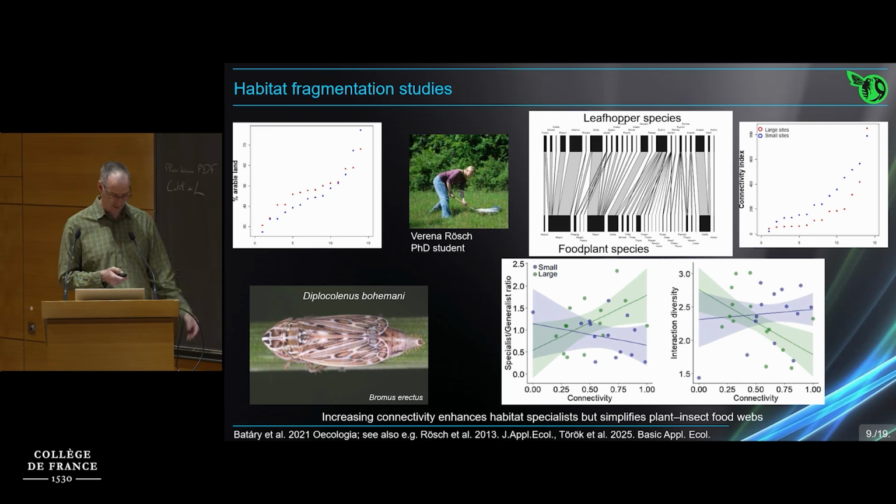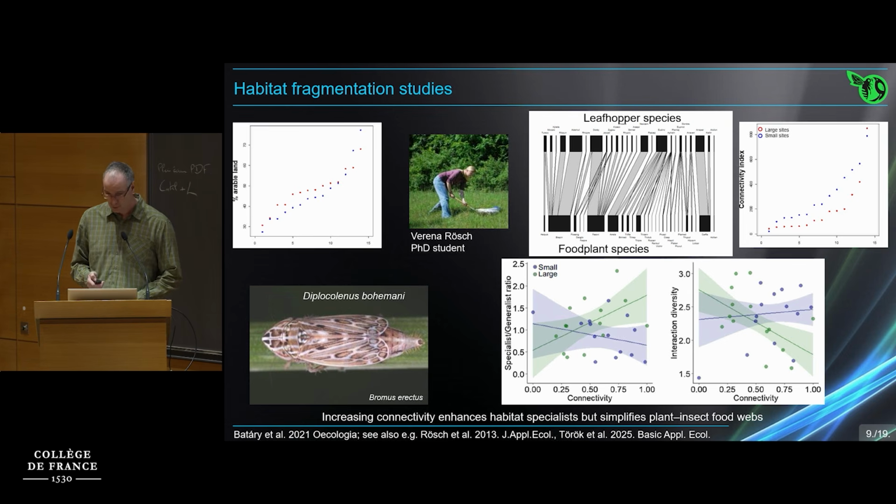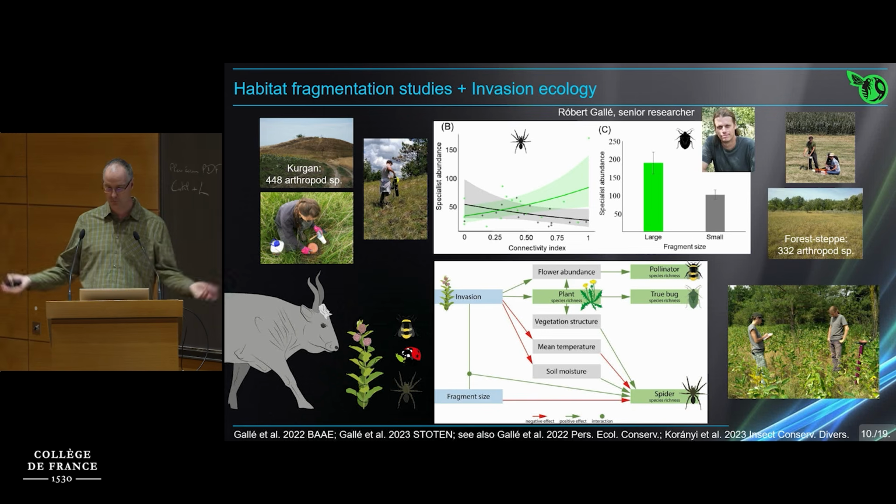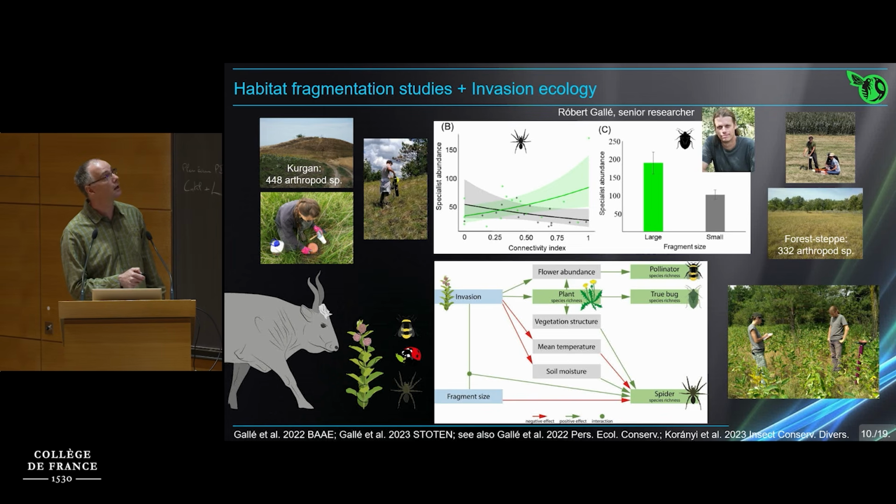So this is why the title of this paper was Increasing Connectivity Enhances Habitat Specialists but Simplifies Their Food Webs. Of course, when I established my group in Hungary, we did similar studies on these burial mounds and these other pusta fragments, and we found similar patterns for connectivity for specialist spiders, and also, of course, as you expected, there were more on large fragments.